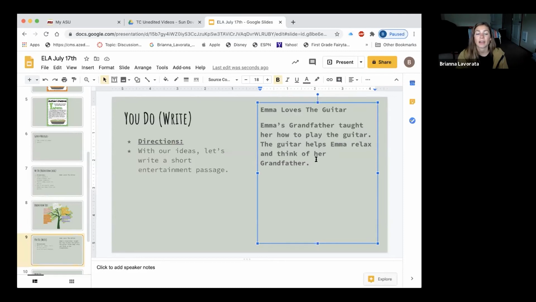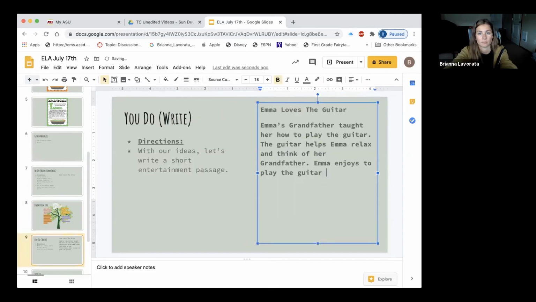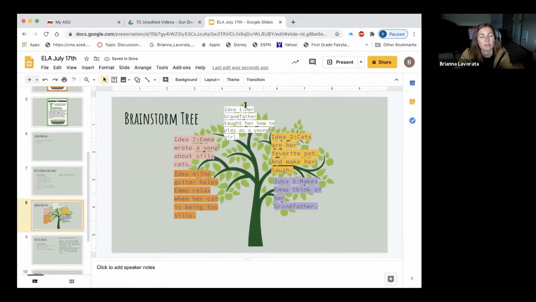We can also say our idea about the silly cats. We can say Emma enjoys to play the guitar and she wrote a silly song about cats. Okay, let's go back to our tree here. So we used idea number 1, her grandfather taught her how to play a guitar as a young girl. We wrote that Emma wrote a song about silly cats. And we can say cats are her favorite pet and make her laugh.